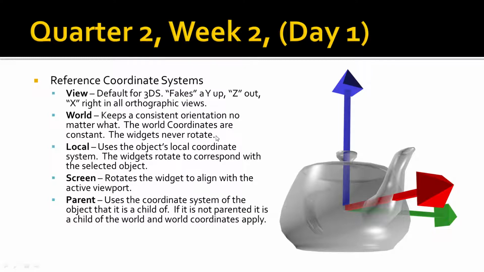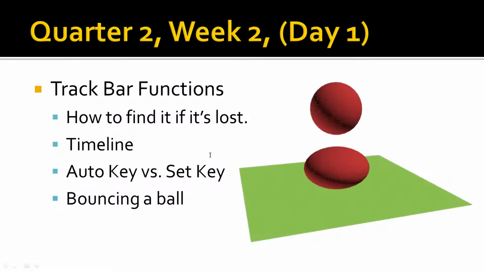The widgets never rotate. Local is the next most important system. It uses the object's local coordinate system. The widgets rotate to correspond with the selected object. So if you rotate your teapot, Z is still going to be up for your teapot. Then we have screen, which rotates the widget to align with the active viewport, and parent. Those are the other two that you should know.